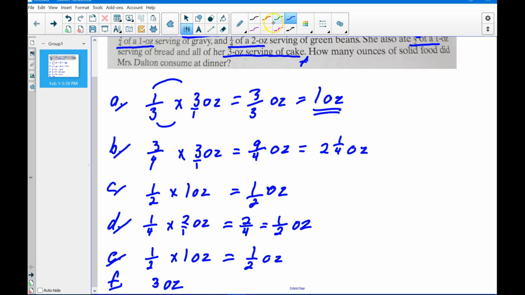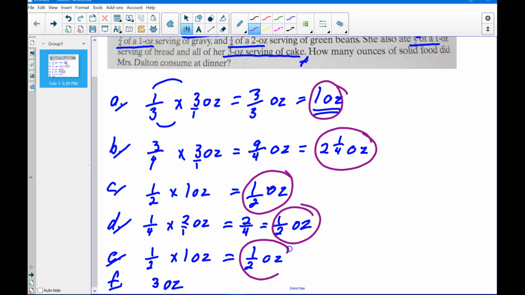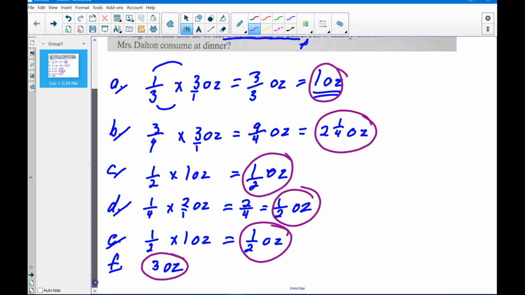Now, we've done all these intermediate calculations. The numbers we're going to focus on now would be this one, this one, this one, this one, this one, and this one. Why? Because those numbers are all the ounces of the portions of the food that she ate for the entire meal. So let's put this down here a little bit and redo them.